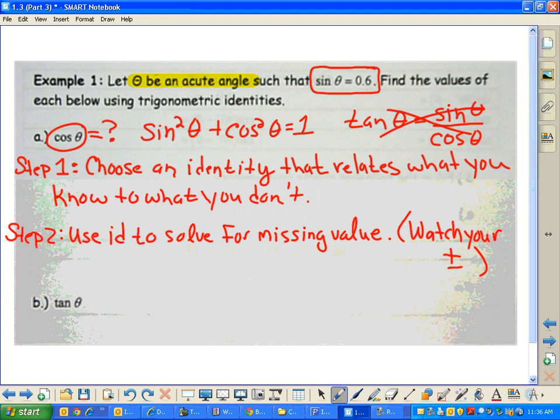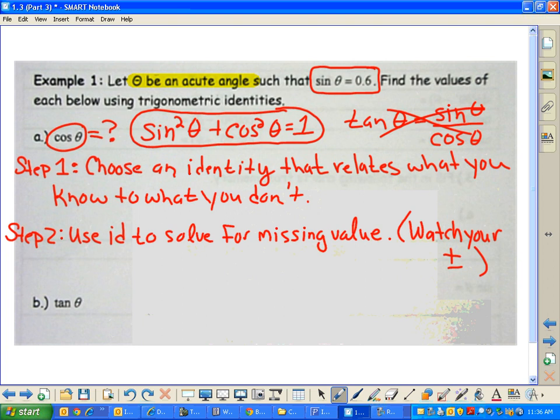So in step 2, I'm going to use my identity to solve for the missing value. The identity that I chose, once again, was sine squared theta plus cosine squared theta equals 1. I know that the sine of theta is 0.6, so I have to sub in 0.6 for sine. Sine squared theta is going to be 0.6 squared. I don't know what cosine squared theta is. I'm trying to solve for cosine right now, and this is all equal to 1. Can anybody tell me what I would need to do first in order to start to solve for cosine?